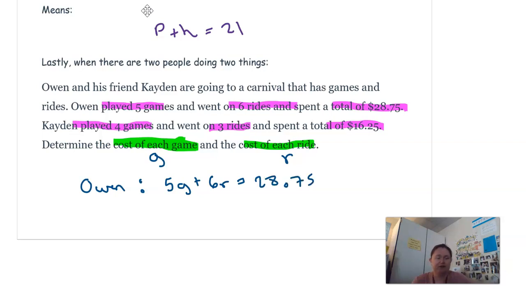See if you can hit pause really quick and write Caden's equation. Hopefully you got 4G plus 3R equals 16.25. And then you would just proceed to solve that equation. Use a calculator to deal with the fraction decimals.